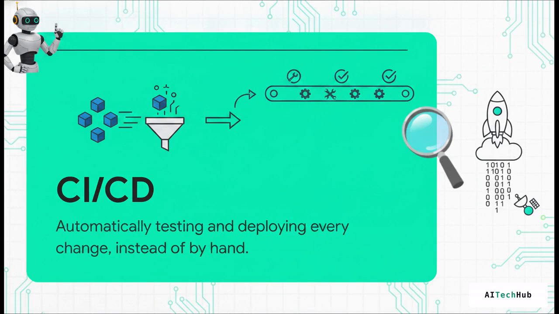Next up, you need CI/CD, continuous integration and continuous deployment. This is the automation of your testing and deployment processes. Every single time you make a change to your code, CI/CD automatically tests it and pushes it live, instead of you having to do it all by hand. It's absolutely essential for consistent, safe shipping at scale.